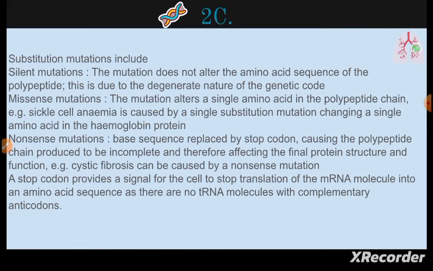Missense mutations. The mutation alters a single amino acid in the polypeptide chain. For example, sickle cell anemia is caused by a single substitution mutation changing a single amino acid in the hemoglobin protein. Amino, is it amino or is it amino? Amino, right? Have I been saying amino acid the whole video? Amino acid. Okay, so missense means a whole new amino acid will be produced.